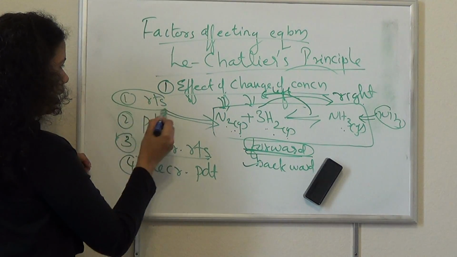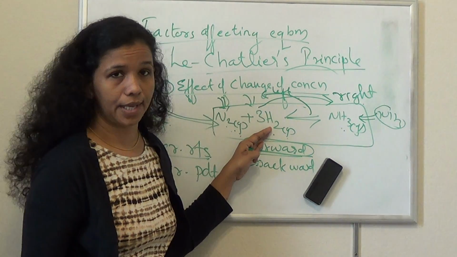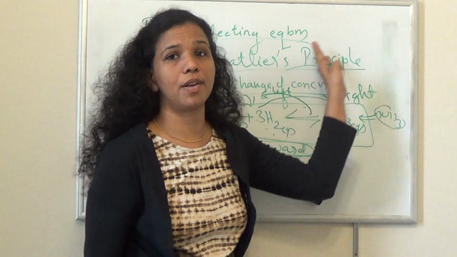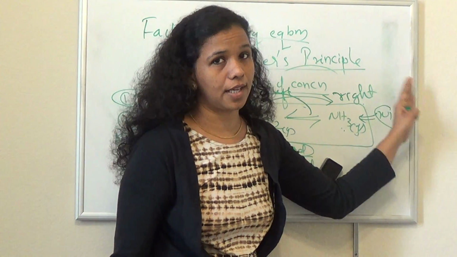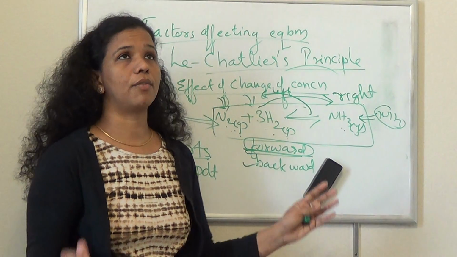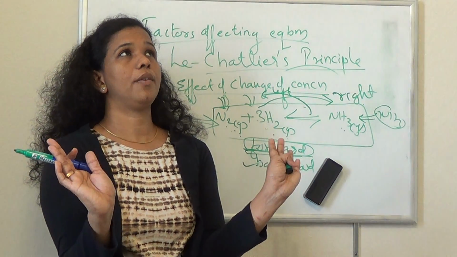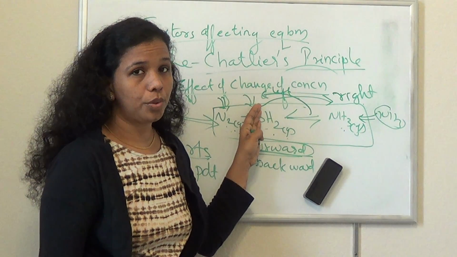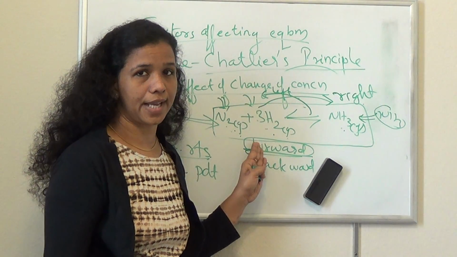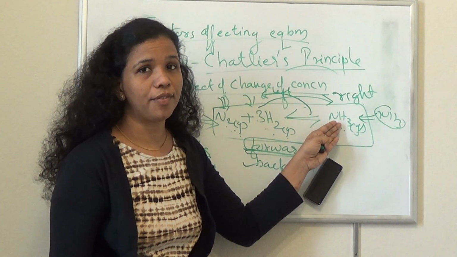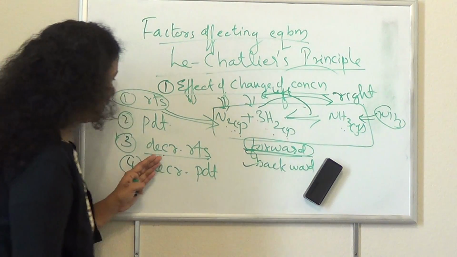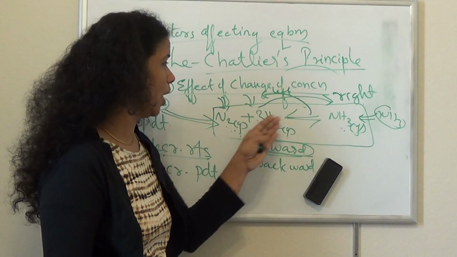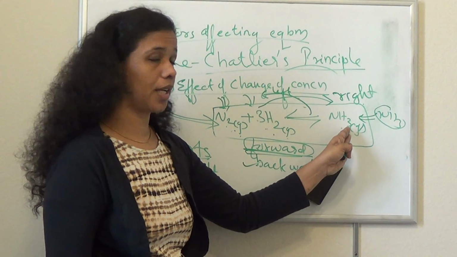What are they? Either we increase the concentration of reactants or we decrease the concentration of product. In both cases, the reaction will proceed in the forward direction. That is, a large amount of ammonia will be produced. Otherwise, it will reach an equilibrium where only a fixed amount of ammonia is produced. So if we want more ammonia, we have to increase the concentration of reactants or decrease the concentration of product. The other two conditions are not favorable for the production of ammonia, that is, decreasing the concentration of reactants or increasing the concentration of product.